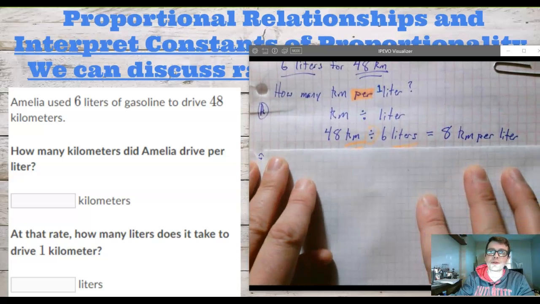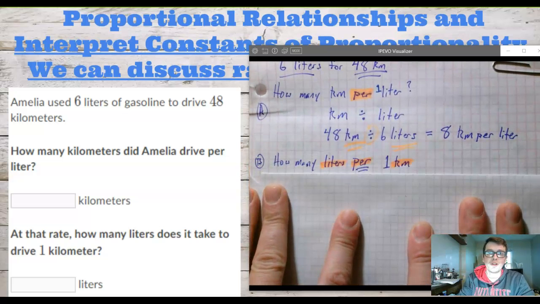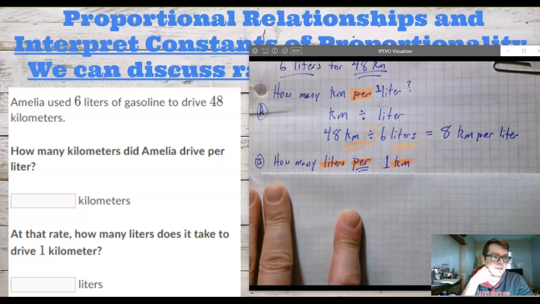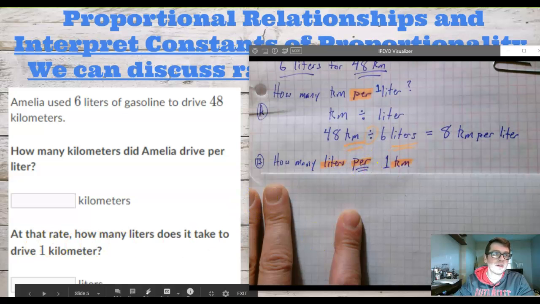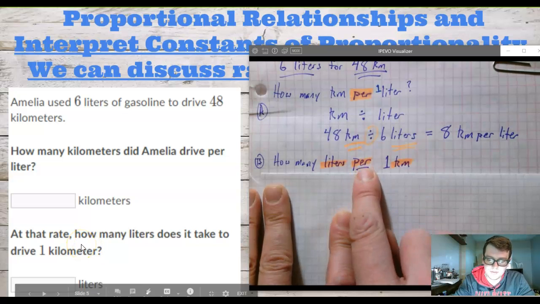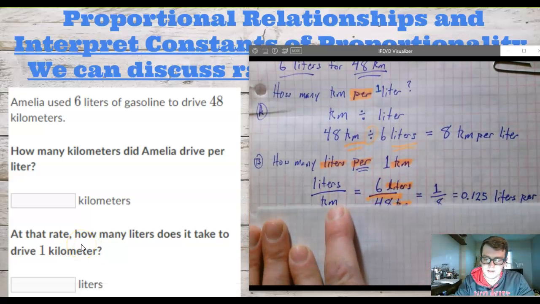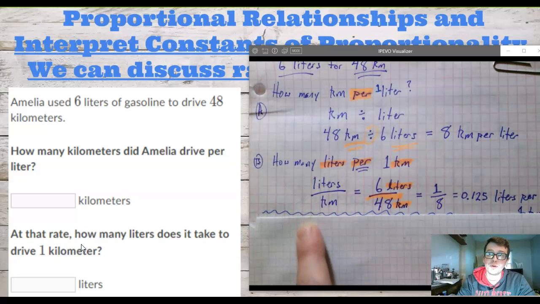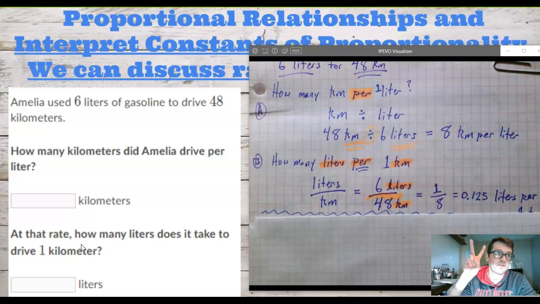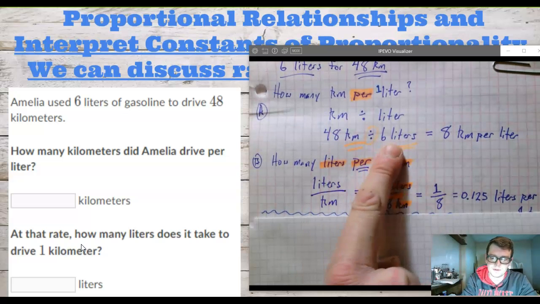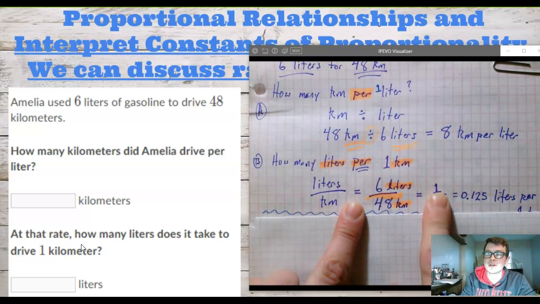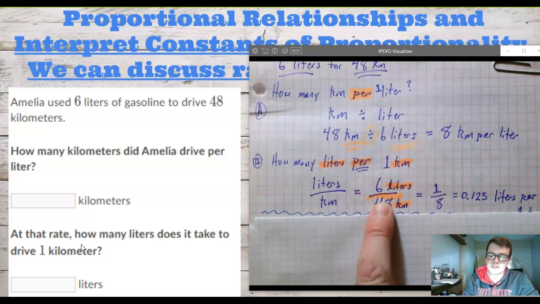But the weird thing is when we turn the question around. Look at part B up here on my screen or on your screen. How many liters does it take to travel 1 kilometer? So this turns the problem around, but per still tells us to divide. So we're going to take liters and divide by kilometers. I wrote the division stacked here, like vertical division, because I wanted to get my answer as a fraction first and then convert it to a decimal. So we put the liters divided by kilometers.